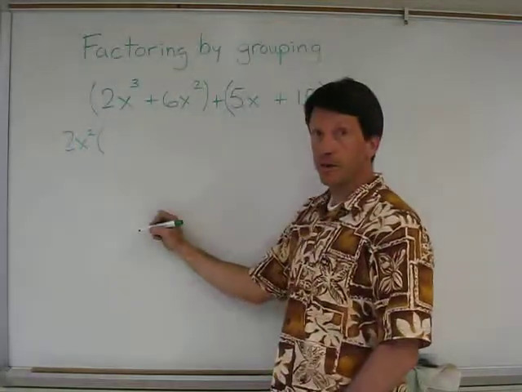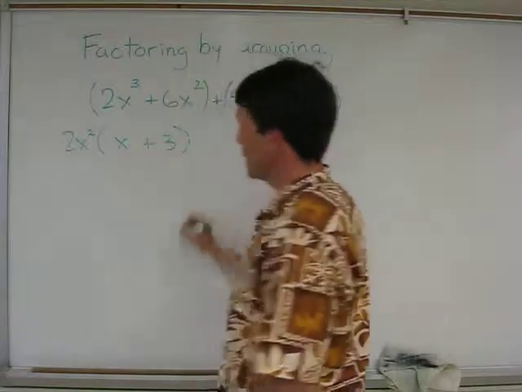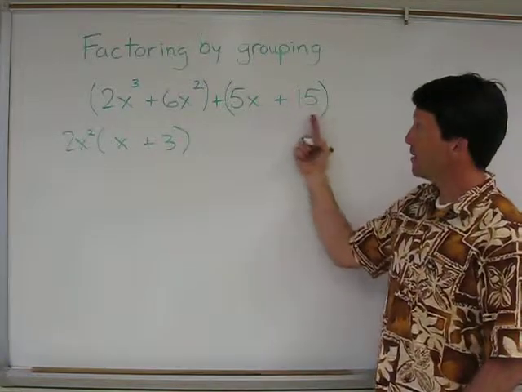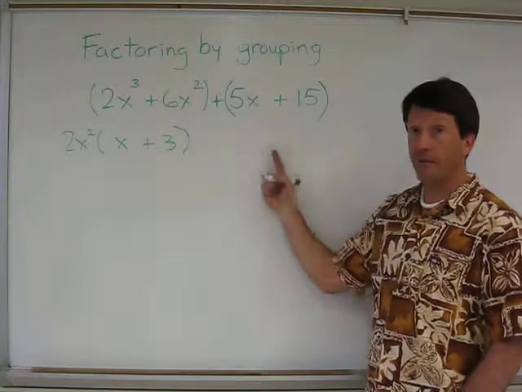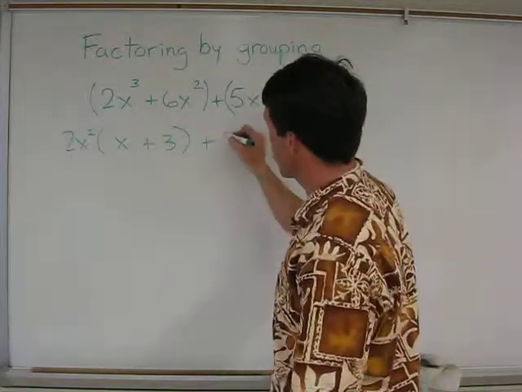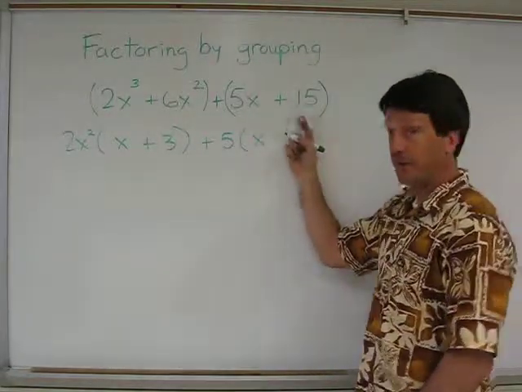Now what that leaves me with is x plus 3. Now when I go to this second pair, again, I look to see if these have any common factors. And both of these have a common factor of 5. So I factor that out. And that leaves me with x, and it leaves me with 3.